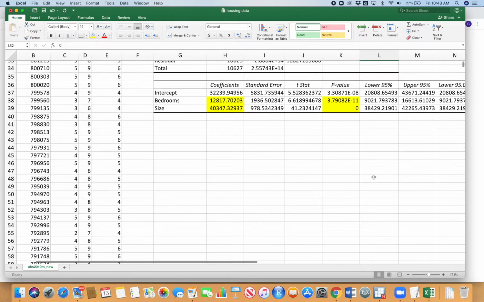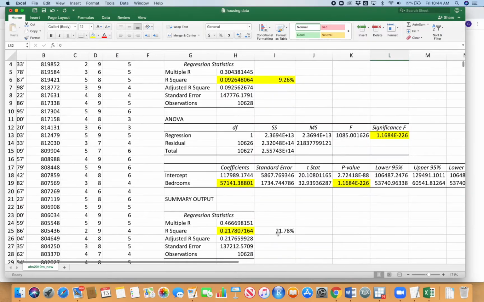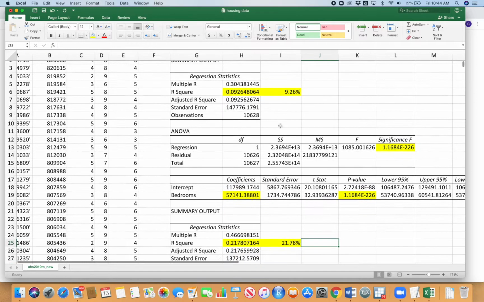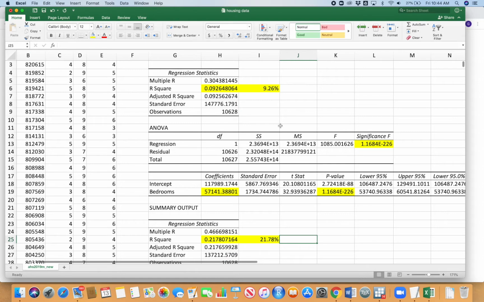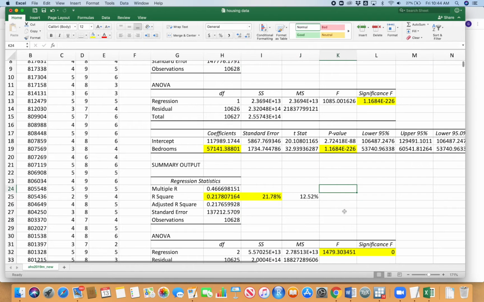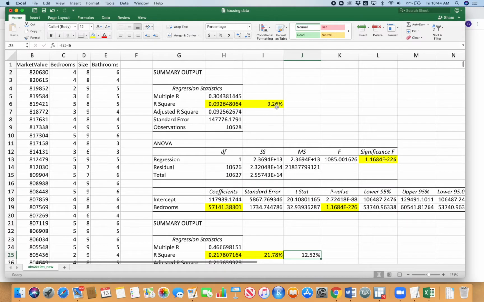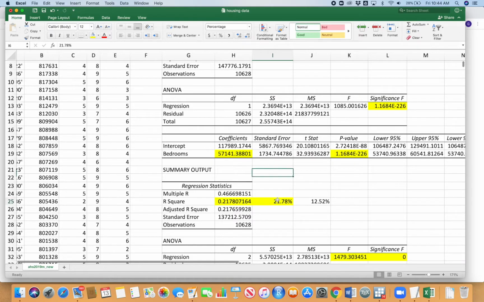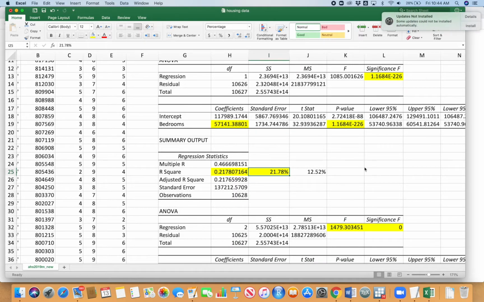So now let's take a look at what happens when we add, oh yeah, one thing that I wanted to mention on the R squared though, is that now that we have 2, we can start comparing across models. We can start saying, well, how much more of the variation can we explain now that we added this new independent variable size? Well, we were able to explain 12.52% more of the variation because our R squared jumped from 9.26% to 21.78%. Okay?